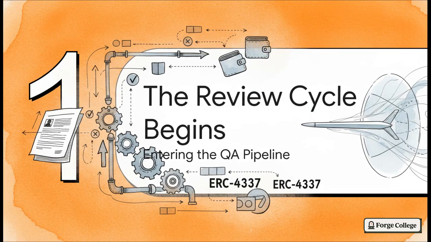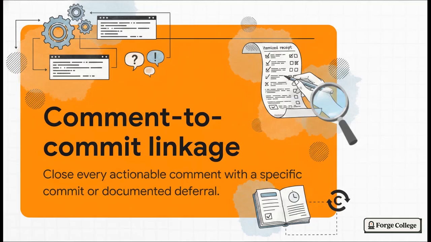Section 1. The review cycle begins. Entering the QA pipeline. So, you've successfully drafted your brief, right? But now it's time for the wind tunnel test. The first mental model you really need for our factory floor here is called comment-to-commit linkage. Basically, it's like an itemized receipt for your reviewers. And what that means is you can't just quietly ignore the feedback you don't happen to like.